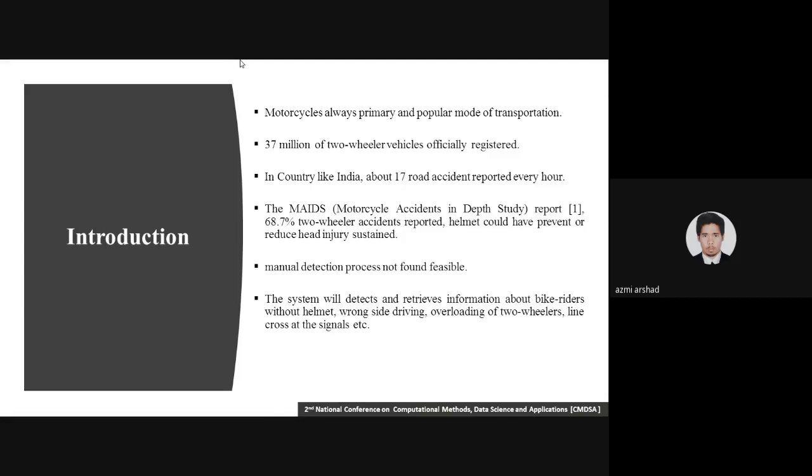This system will detect and retrieve information about bike riders without helmets, wrong side driving, overloading of the two-wheelers, line crossing, etc. automatically, and detect the number plate of that bike, and save the vehicle number in the database to charge the fine.